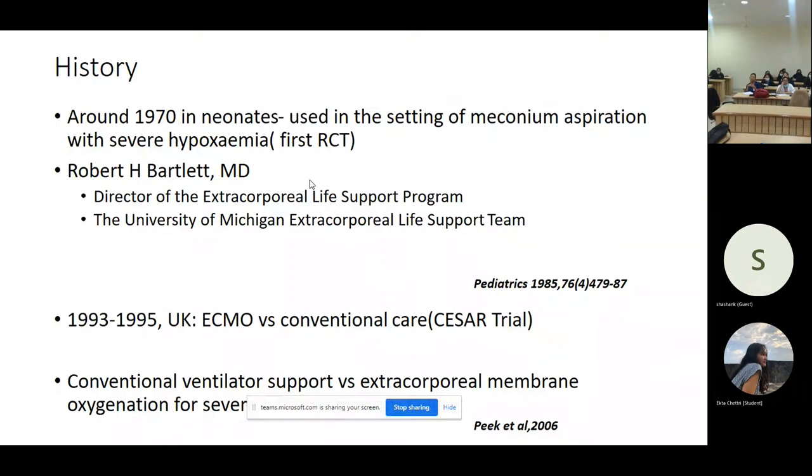So this was used in the pediatric population initially. Next, at the University of Michigan, the director of the extracorporeal life support team, headed by Dr. Robert, used ECMO again in the pediatric population with respiratory failure, and reported around 44% survival.